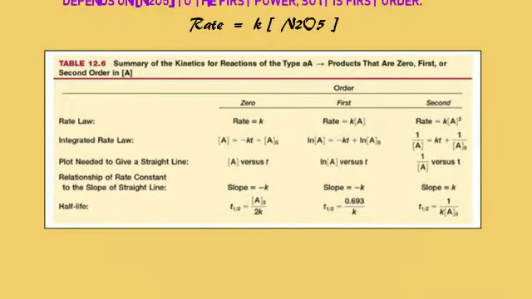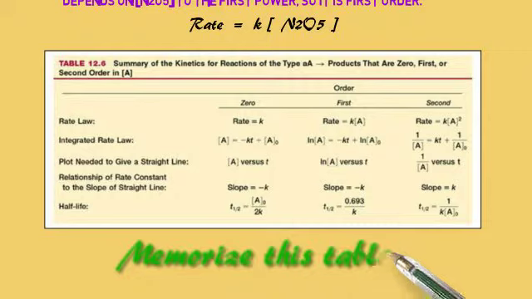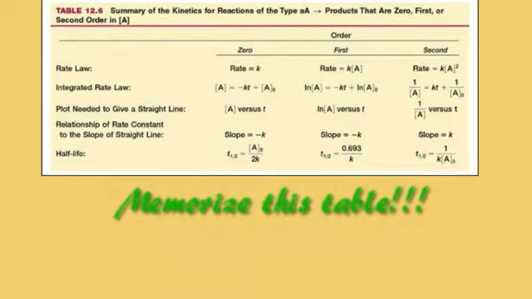This is the summary of the kinetics for reactions for 0, first, or second order. Sad to say, you have to memorize this. Sorry. It is in the book. You don't have to print it out. It's in the book. Most of these are just plug and chug kinds of things.